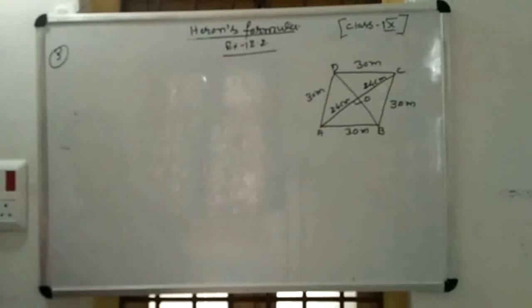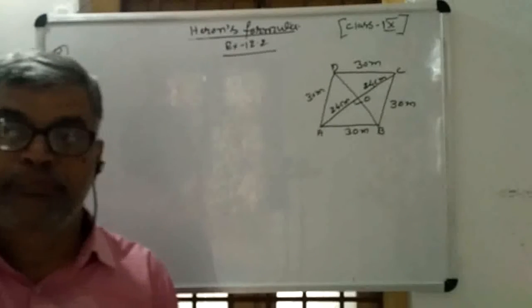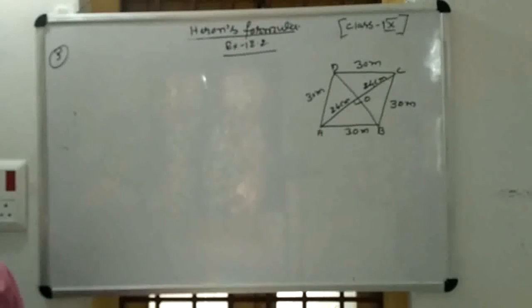Now you are supposed to find the area of this rhombus shaped field, and then you have to calculate how much area of grass each cow will get.